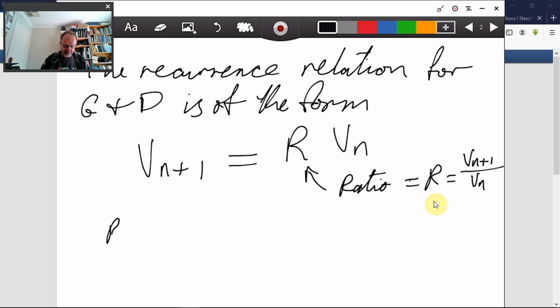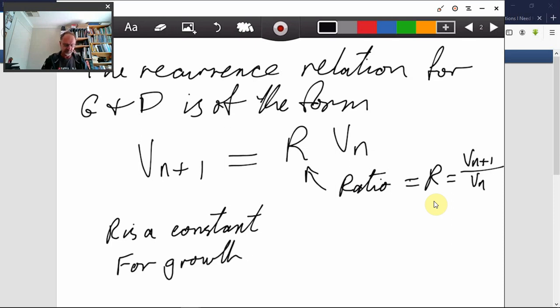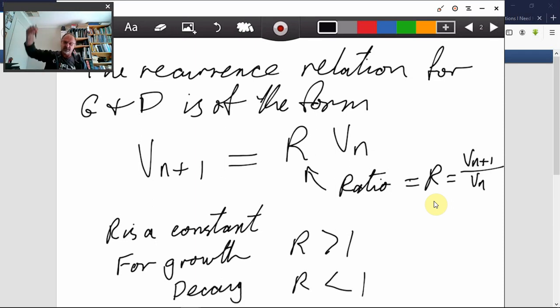So where R is a constant, it's the same between each, it's the ratio between each term. And so for growth, R is bigger than 1, so then things go up. And for decay, it's less than 1, so it's going to be going down each time. All right, so there's a couple of things that we're going to look at for growth and decay.